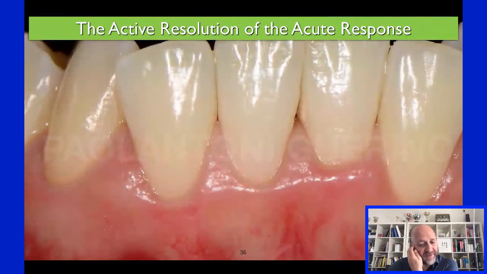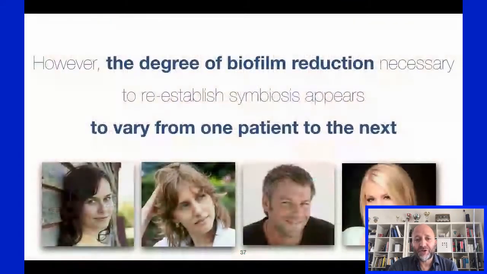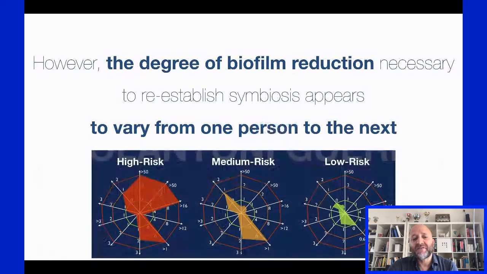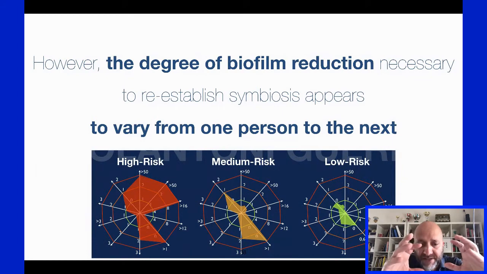And this is the complete case when everything goes in the right way. But we can have a different patient, and the degree of biofilm reduction can vary from one patient to the next, because the patient can have a different periodontal risk profile. The outcome of our therapy is to move the patient from periodontal high risk to a situation with low risk.